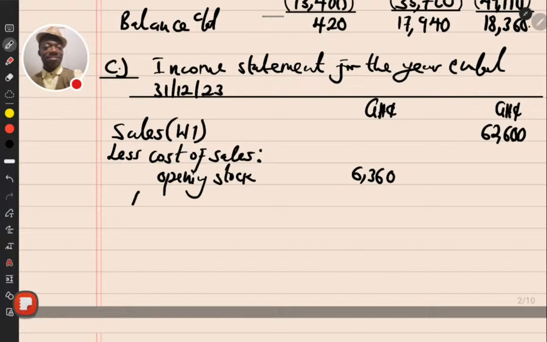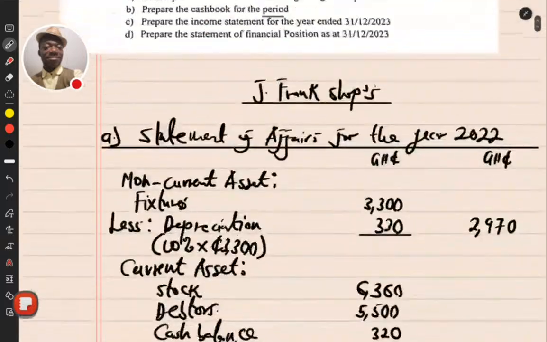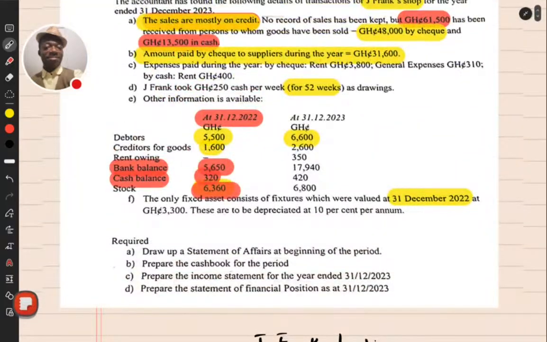Then we add what? Purchases. We want to know how much we purchased for the year in addition to the opening stock. The reason might be that the opening stock wouldn't be able to satisfy customers for the year 2023, so we need to get additional inventory. So we call that purchases, and we just want to add that to the opening stock. So here too, do we have that as per the question? I think it's a no.